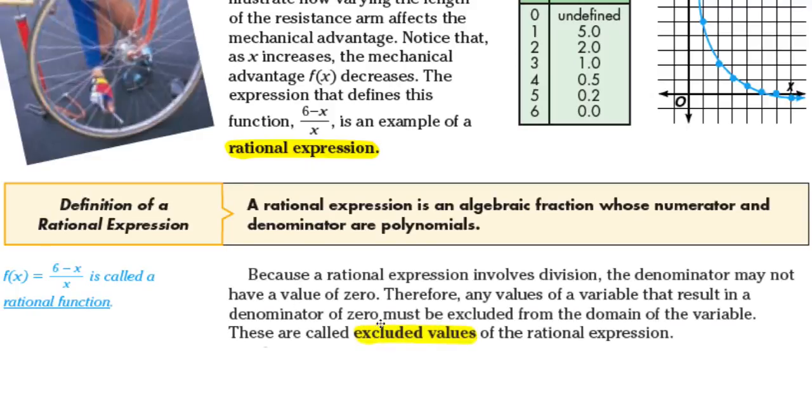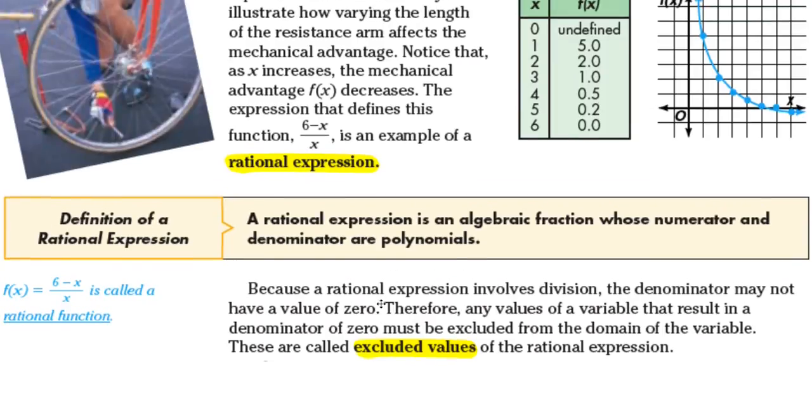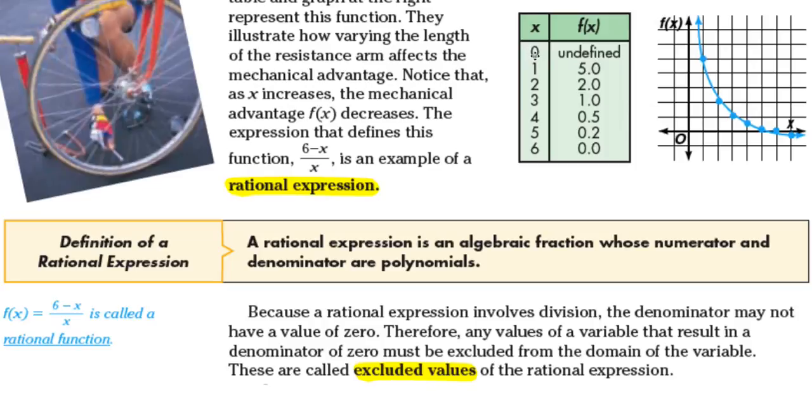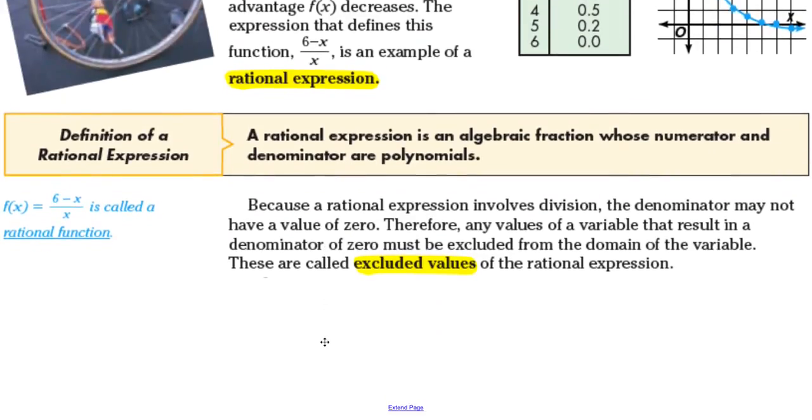And because a rational expression involves division, the denominator may not have a value of 0, just like this one. When we equated x with 0, the entire function was undefined. So in this case, we cannot have the denominator having a value of 0, or else the function would be undefined. Therefore, any values of the variable that result in a denominator of 0 must be excluded from the domain of the variable. And these are called excluded values of the rational expression. Take a look at this one.